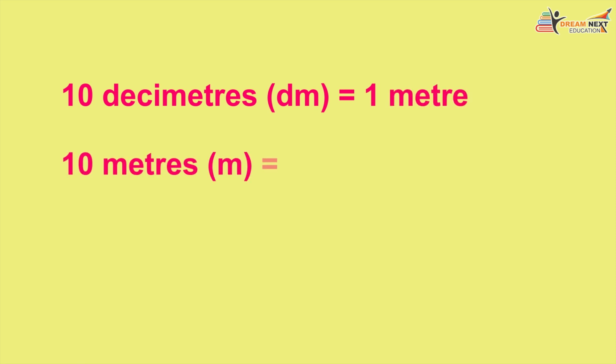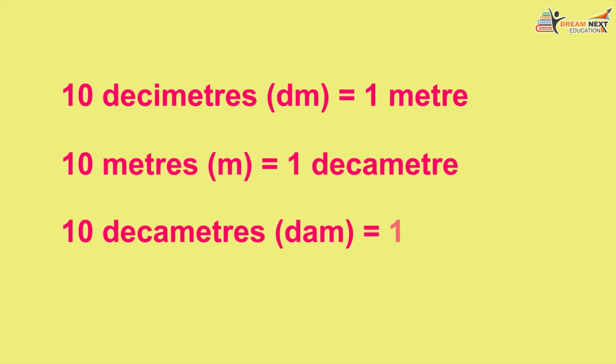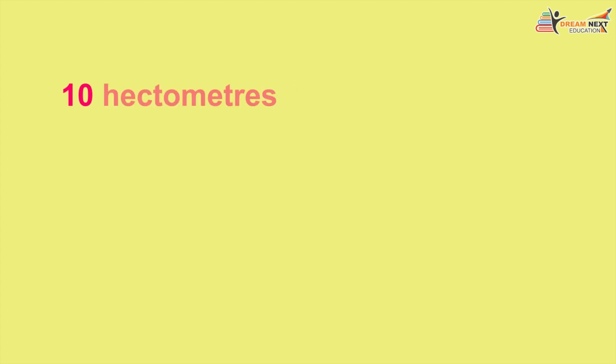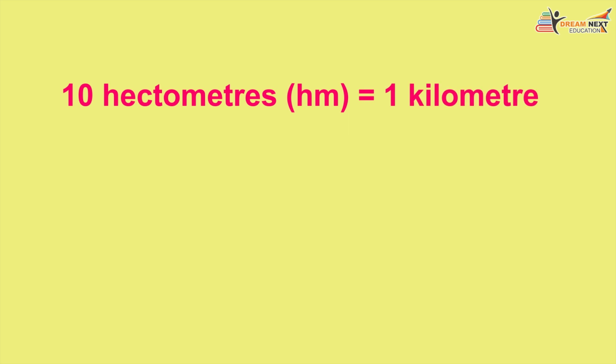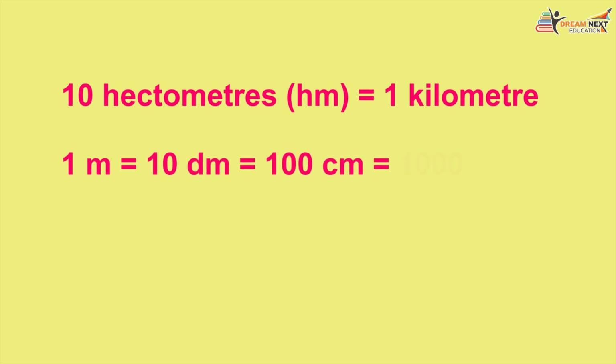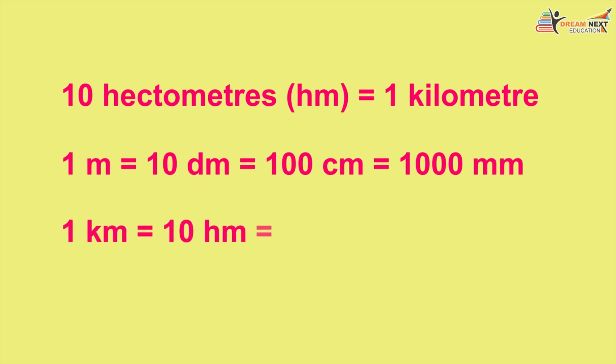10 meters is equal to 1 decameter. 10 decameters is equal to 1 hectometer. 10 hectometers is equal to 1 kilometer. 1 meter is equal to 10 dm is equal to 100 cm is equal to 1000 mm. 1 kilometer is equal to 10 hm is equal to 100 dam is equal to 1000 m.